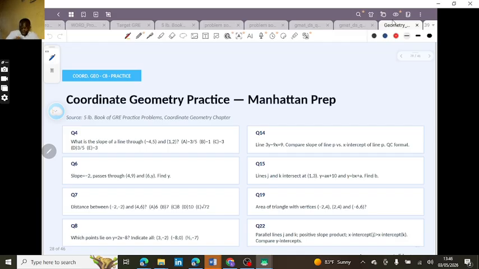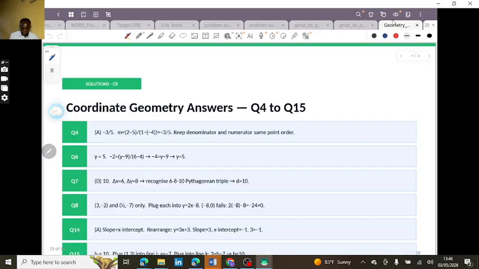But this will save you time. If you want to solve it formally, you say the slope equals (2 minus 5) over (1 minus -4), which equals -3/5. So -3/5. A good number of questions for you to try.